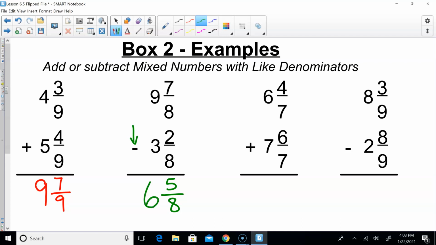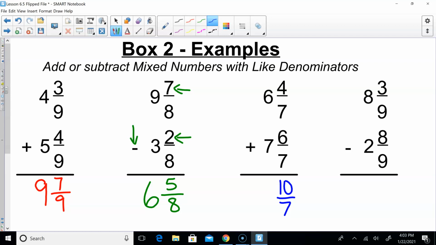If the top numerator is bigger than the bottom numerator in a subtraction problem, it's pretty straightforward: subtract the fractions, subtract the whole numbers, and then have your mixed number as your answer. Now we're going to another addition problem. Addition, we know we can start with the whole numbers or the fractions. It doesn't matter. So 4/7 plus 6/7 gives me 10/7, which should be a clue that I'm going to have to change this number when I'm done.